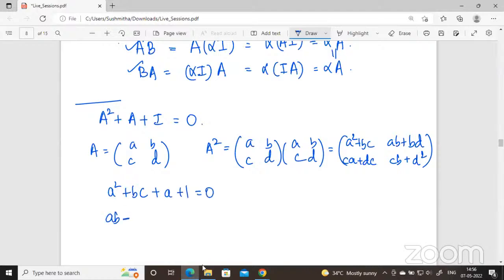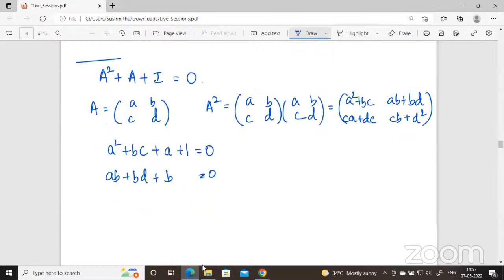So I want a squared plus bc plus a plus 1 to be 0, right? Yes. Then ab plus bd plus b plus 0 to be 0. And then ac plus cd plus c plus 0 equal to 0. Then bc plus d squared plus d plus 1 equal to 0. So if I find just one a, b, c, d for which all these 4 equations are satisfied, I'm done, right? Yes, ma'am, you can randomly pick any numbers that satisfy them.